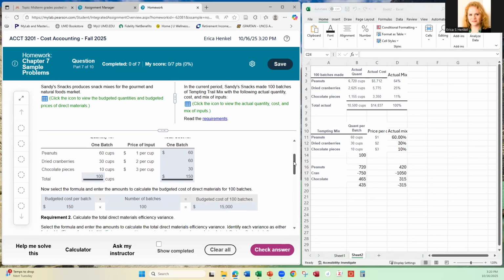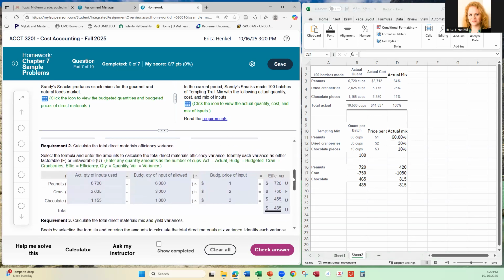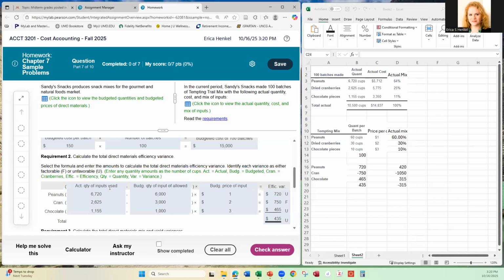To calculate the direct materials efficiency variance, as we did during class, we took the actual quantity of inputs used for each product, subtracted from it the budgeted or standard quantity of input allowed for the number of batches, which is 100 batches. So this was the actual cost that they provided us here for 100 batches. And these were the budgeted quantities of inputs that we would have for 100 batches. So 60 cups times 100 is 6,000, 30 cups times 100 is 3,000, 10 cups times 100 batches is 1,000. And then the budgeted prices of inputs, which were provided to us over here.